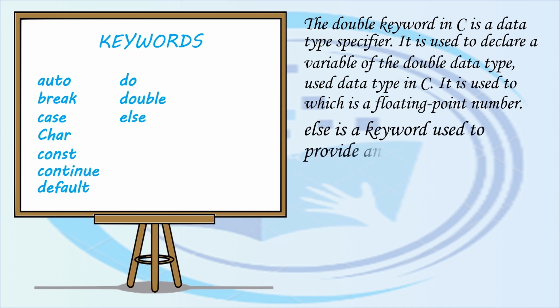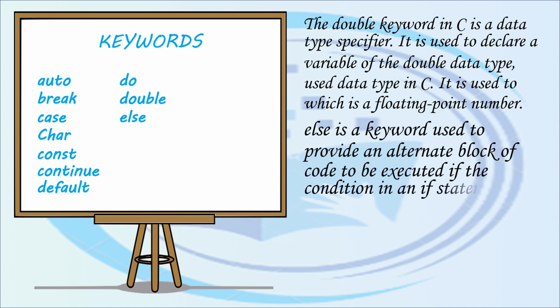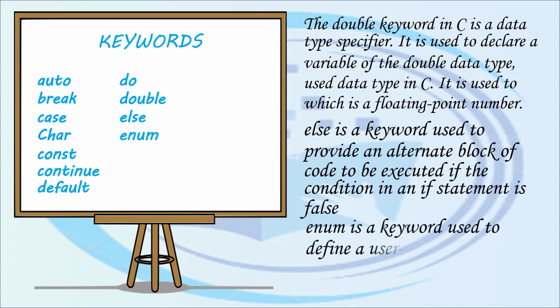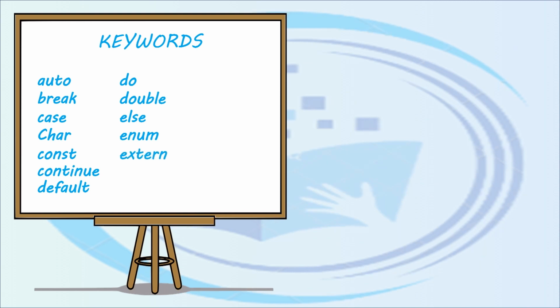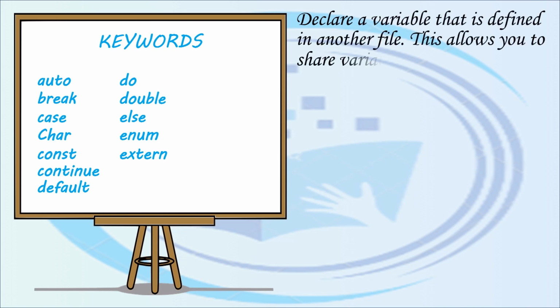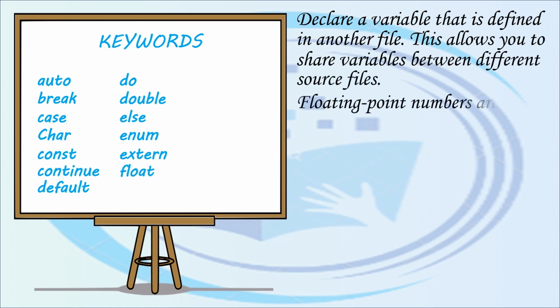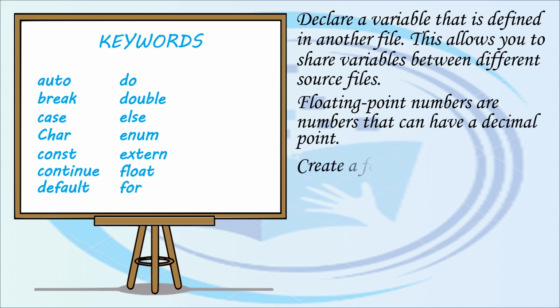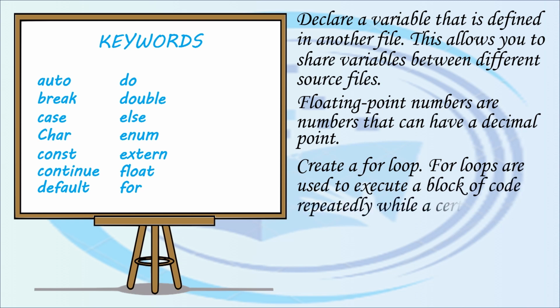Else is a keyword used to provide an alternate block of code to be executed if the condition in an if statement is false. Enum is a keyword used to define a user-defined data type that consists of a set of named constants. Extern: declare a variable that is defined in another file. This allows you to share variables between different source files. Floating point numbers are numbers that can have a decimal point. For: create a for loop. For loops are used to execute a block of code repeatedly while a certain condition is true.